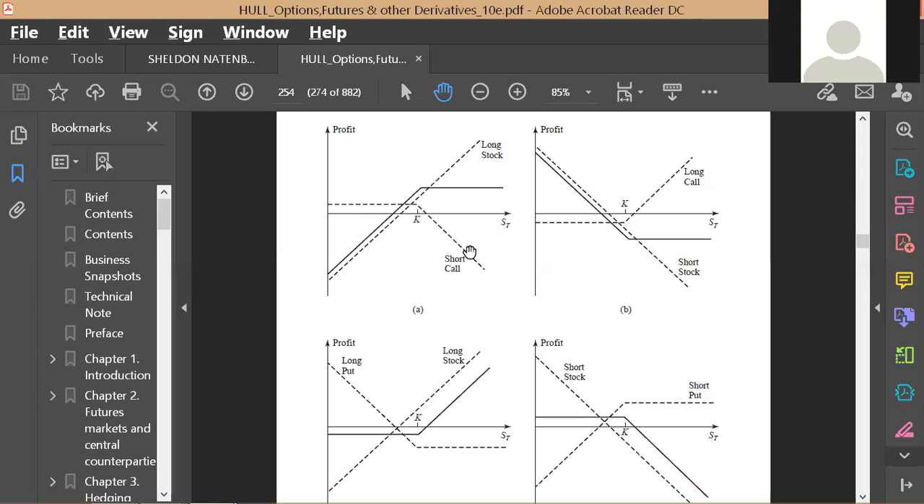You need some other component in your synthetic equivalent portfolio which will offset this and essentially give you a net flat positive profit for all market prices above K. So therefore you need something that offsets this profile, right? Now instead of giving you the answer, let me give you the thought process.